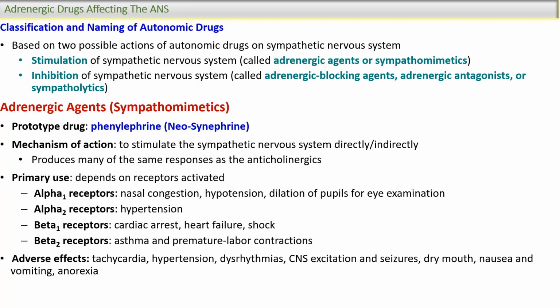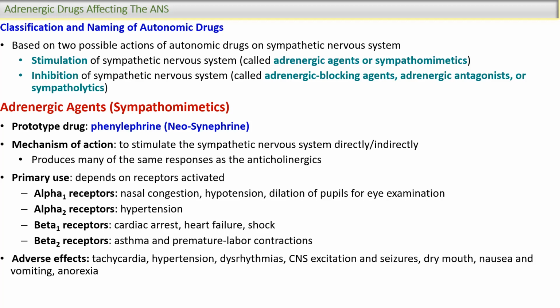The prototype drug for the adrenergic agents is phenylephrine, or Neo-Synephrine, which stimulates the sympathetic nervous system either directly or indirectly. Its primary use depends on whether it acts on alpha 1 or alpha 2, beta 1 or beta 2. It depends on the effect of the drug on which receptor, and that will result in a different mechanism, or the indication will be different.